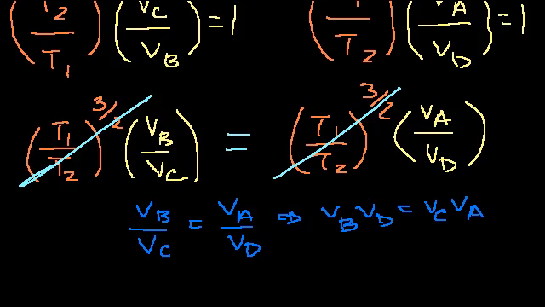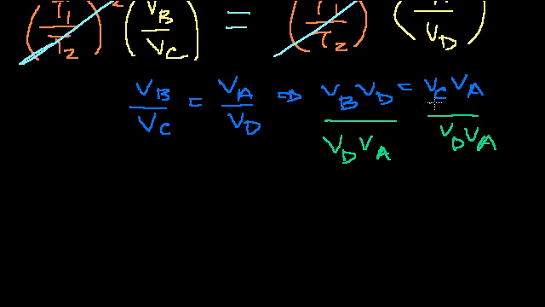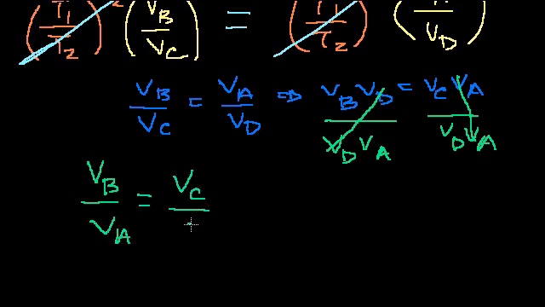Now, if we divide both sides by VB VC, actually, let's do it the other way. Let's divide both sides by VD VA. What do we get? These cancel out, and these cancel out. And we are left with VB over VA is equal to VC over VD.